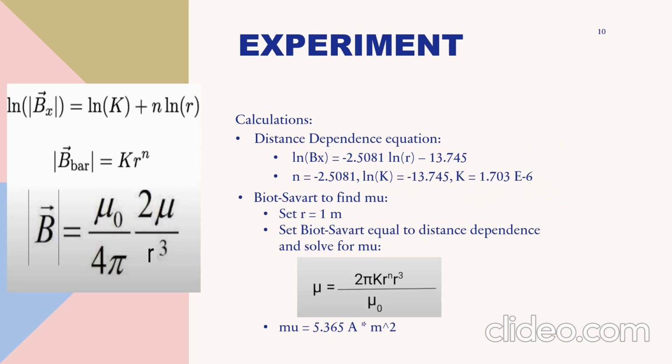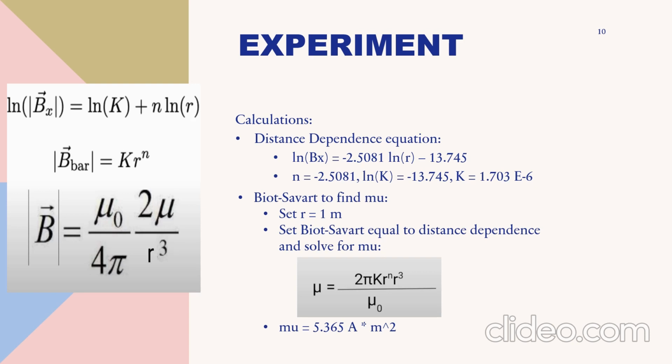Calculations. The distance dependence equation was applied to find n and k. N was found to be negative 2.5081 with the logarithm equation shown in the top left. Ln of k is negative 13.745 from the same equation, which means that k is 1.703 times 10 to the negative 6th. Then the Biot-Savart law was used to find mu.